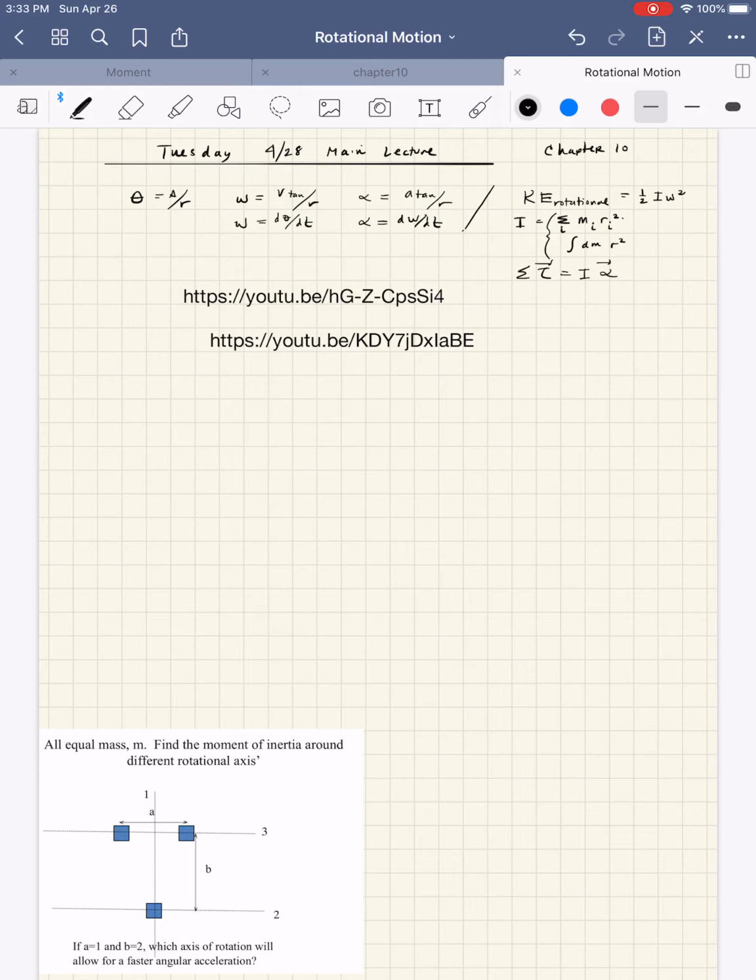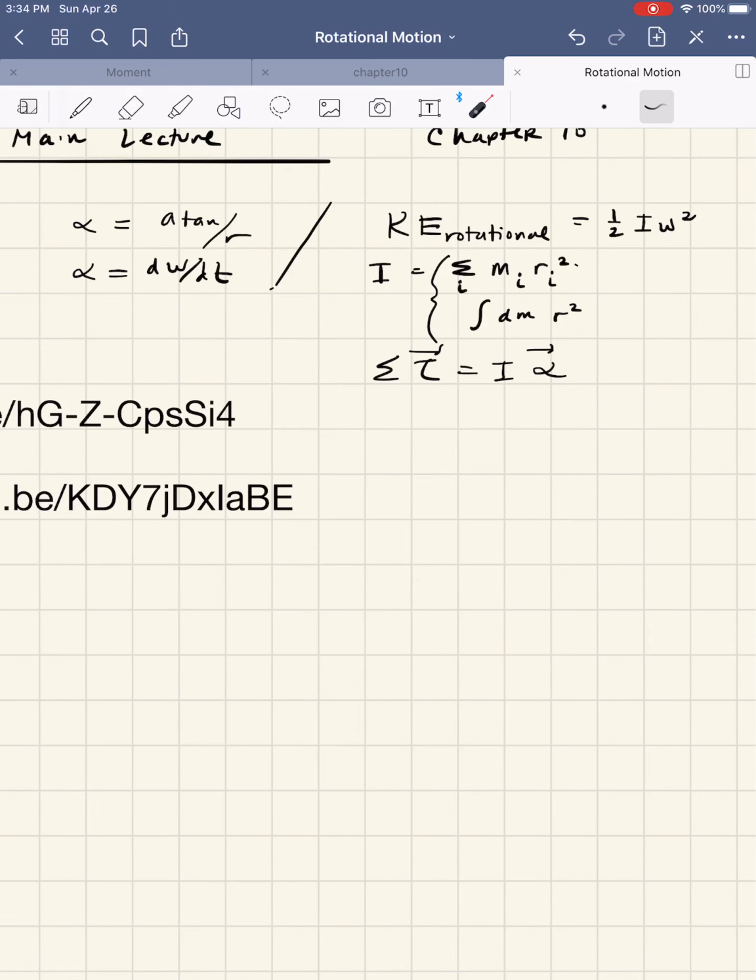Last time we met, we spent some time defining angular displacement, angular velocity, and angular acceleration and their relationships with respect to one another and these tangential velocities. In addition, we defined rotational kinetic energy as 1/2 I omega squared, where omega is rotational velocity, and that makes I the rotational mass, or the moment of inertia.